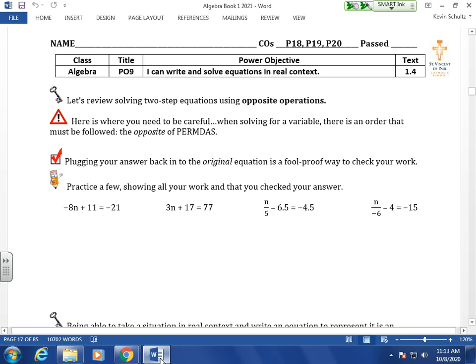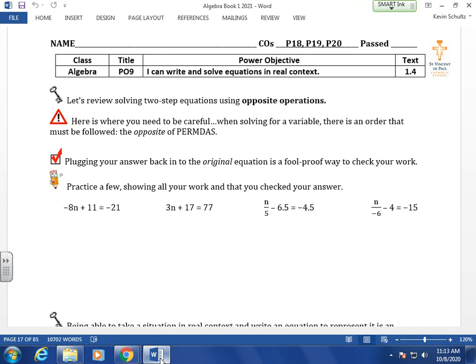We are covering PO9, starting off Unit 2 with a power objective, writing and solving equations in real context. This is kind of our review of two-step equations and what things like variables and constants and coefficients are. In the pretest that you took on Tuesday, you showed a pretty solid understanding of this already, which is really good. But just reviewing it for those that need it, throwing some word problems at you, and making sure we're all on the same page here.